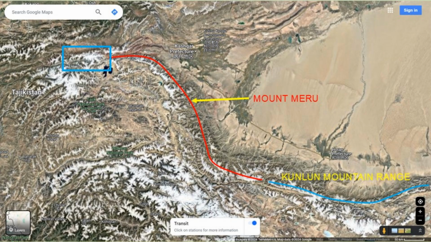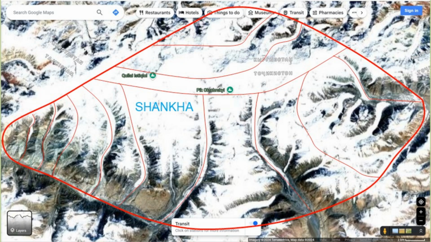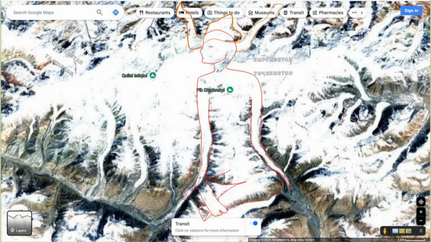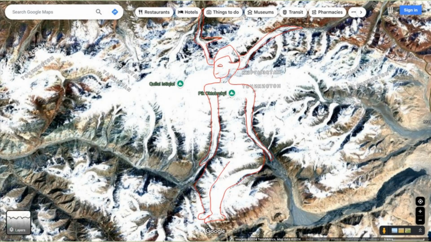If you zoom here, which is known as the Pamir knot, you will see this image which appears like a conch shell known as Shankha in India. From this, we can understand that the Prophet Ranganatha was wearing a conch shell on his forehead or wearing a headband mounted with a crystal called Shamantakamani, which resembles a conch shell. These are the images of the Prophet Ranganatha, who is none other than the Prophet Dhulkarnain, who was wearing a crown containing the horns of a deer. These are few more images of the Prophet Dhulkarnain.